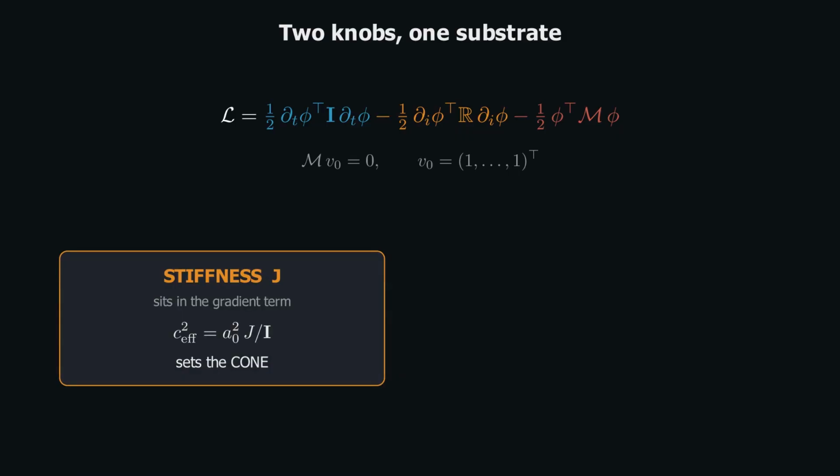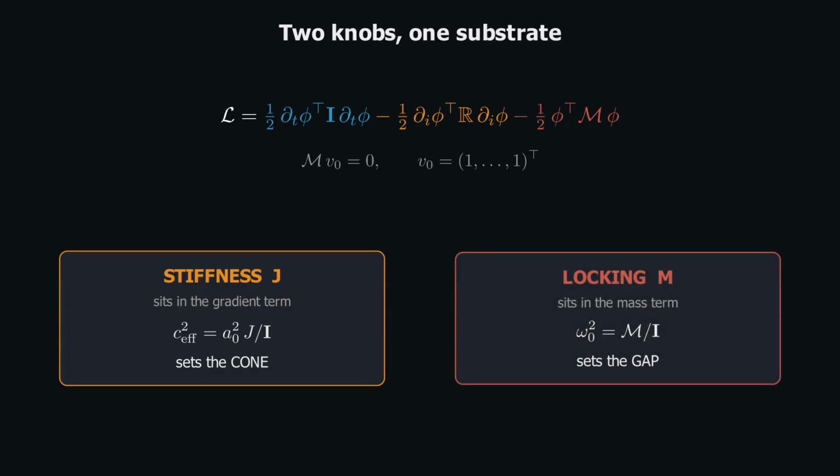Now look at where the 2 knobs sit, because the whole case turns on keeping them apart. The stiffness sits in the gradient term, and it fixes the light cone. The effective speed squared equals A0 squared times J over I. The locking sits in the mass term, and it fixes the gap. Chapters 5 through 9 turned the first knob, and only the first. They varied stiffness, computed a metric, and never once touched the locking. Hold that thought. The lapse, it turns out, lives in the second.